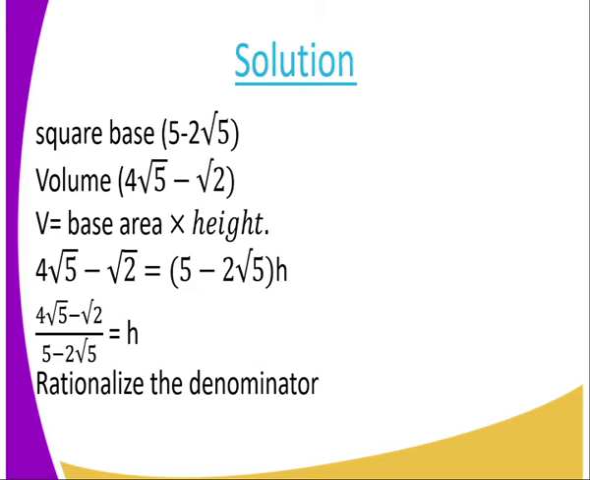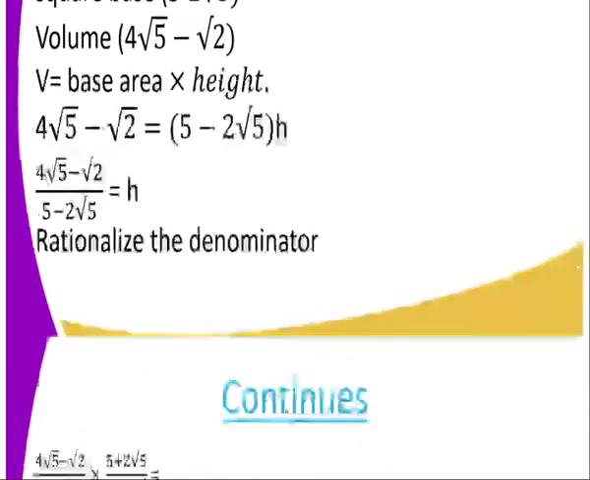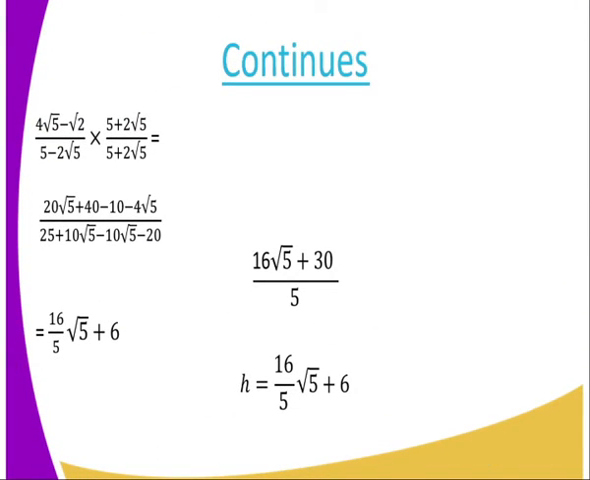This is the way. The square base is 5 minus 2 surd 5. The volume is 4 surd 5 minus 3. Then the volume is the base area times h, which is given there. Then from there we divide both sides by the base area. So that is finally what we have. So we rationalize the denominator. Remember, my denominator has a negative sign, so whatever I multiply with should have a positive. So that is what I am expected to have.